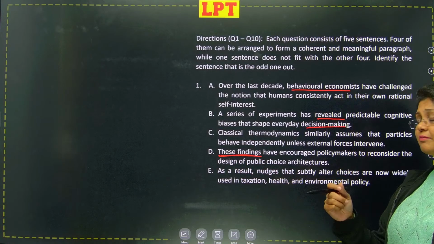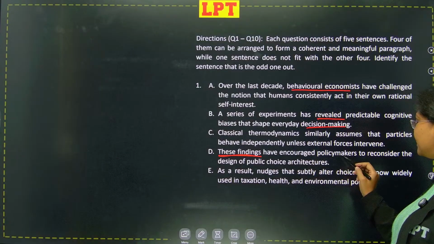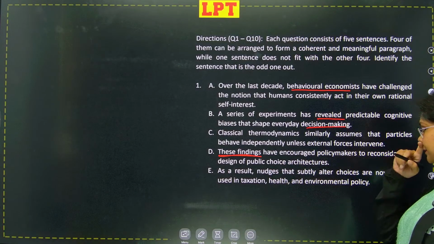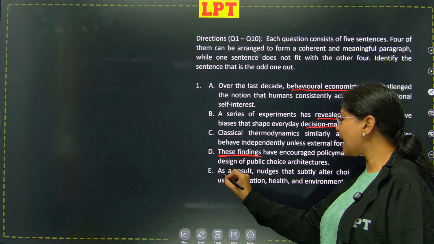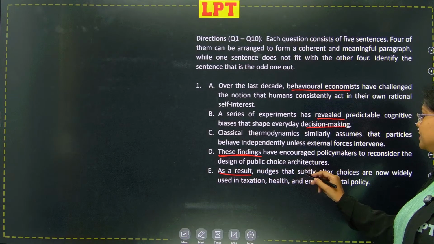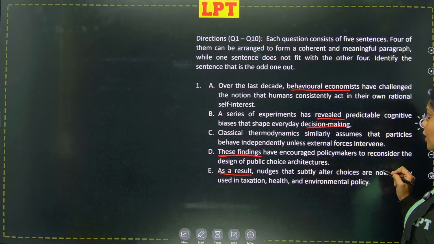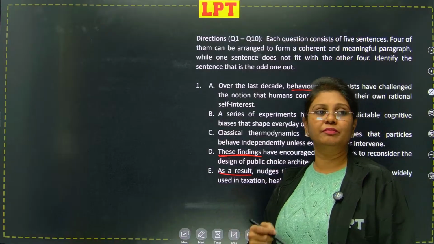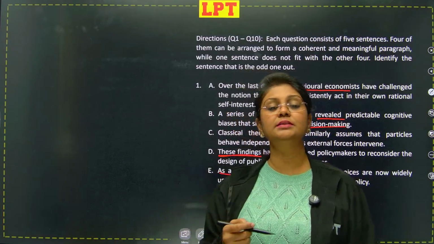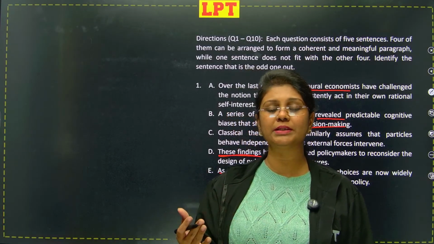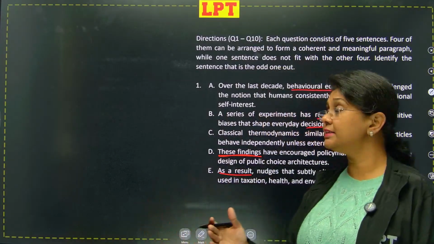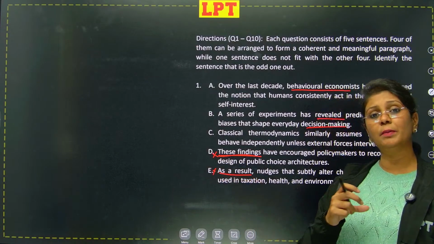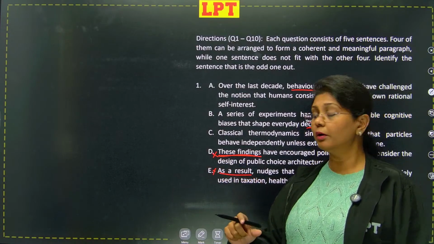These findings have encouraged policymakers to reconsider the design of public choice architectures. As a result, nudges that subtly alter choices are now widely used in taxation, health, and environmental policy. So when you have these five sentences, it's always better to go through a sequence. If you look at these five sentences, this cannot start because it is somewhere in the discussion that is ongoing.